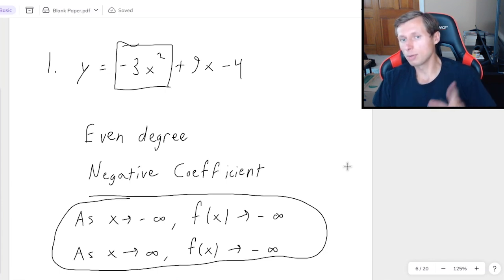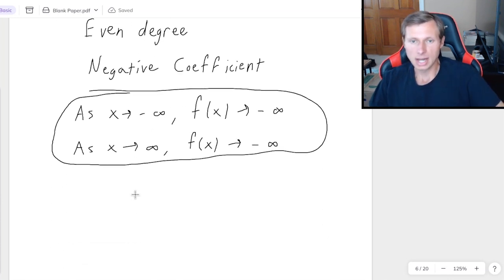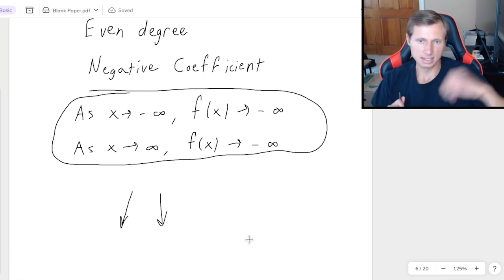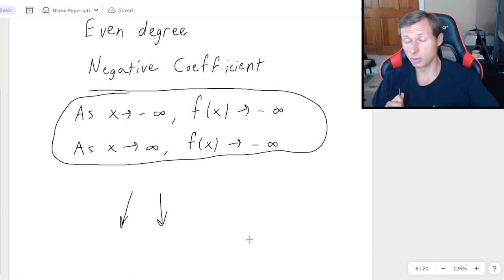By the way, there are multiple ways to represent this answer. The way I have it, where I circled, that's one way. Another way people commonly write it, they'll write down, down, because down from the left, down from the right. In other words, negative infinity from both sides. So it really depends on what your teacher's looking for, but I'm going to write it in this format, which is the most traditional way of writing it.